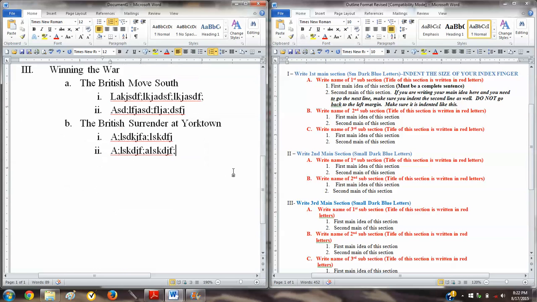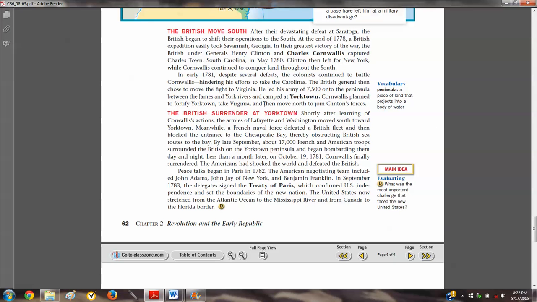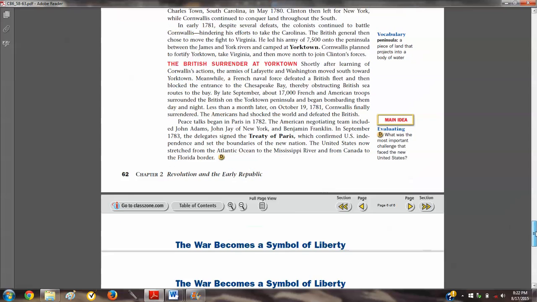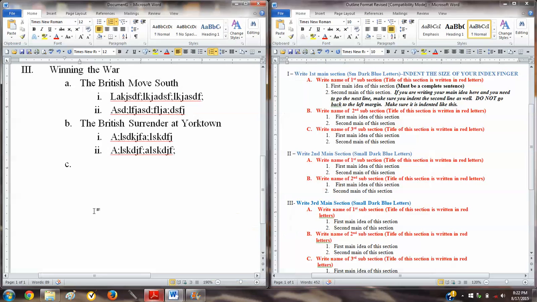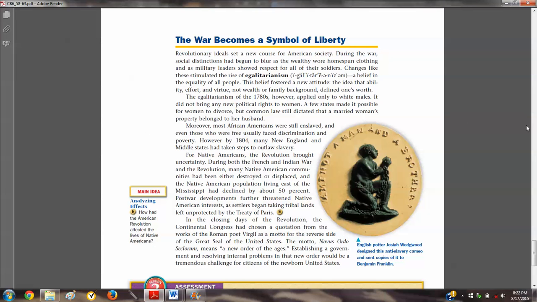All right, so we're here at British surrender at Yorktown. Is there a C? So let's go to the page. Well, we've got A, there's B, so 3A, 3B. Is there a C? Nope. There it is, Roman numeral 4. The war becomes a symbol of liberty. So we need to go like this. The war becomes a symbol of liberty. Okay. See if it has an A. Let's look for a subsection.